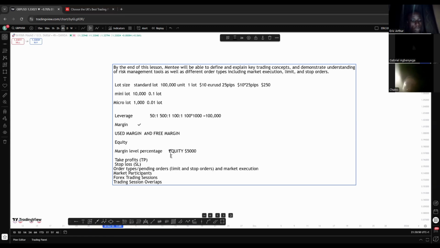Then you have margin. They've requested, I mean, you understand the margin. So they've requested $1,000 from your account. Okay.